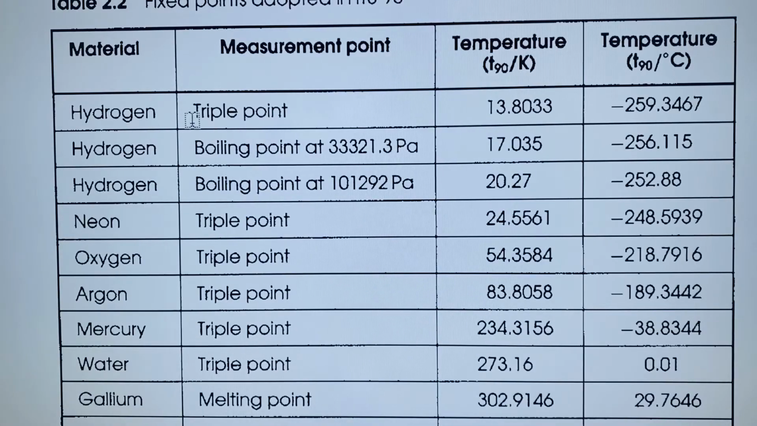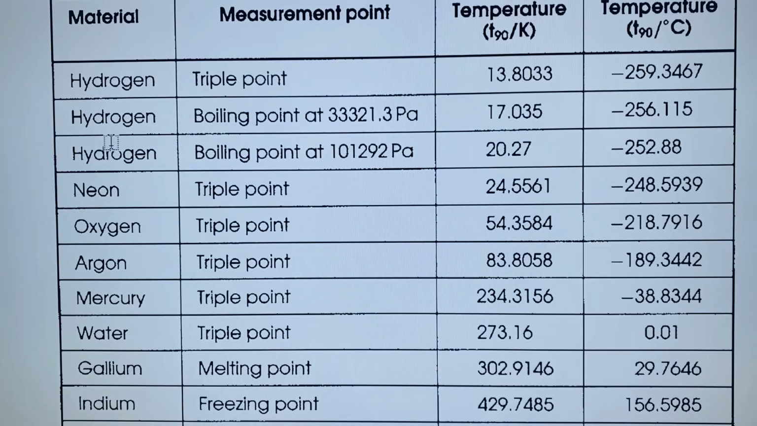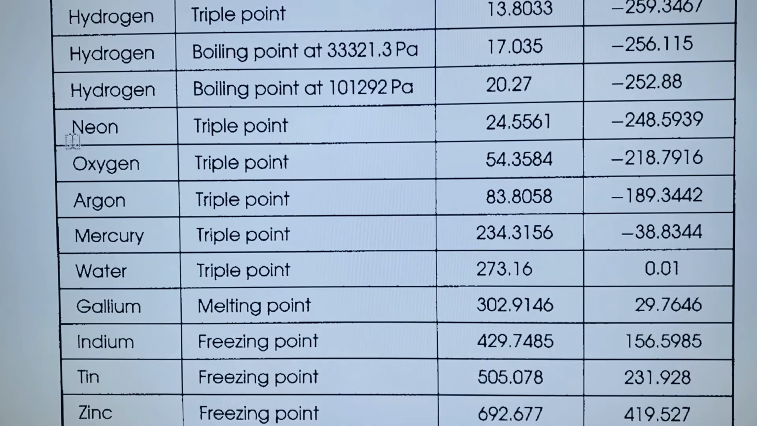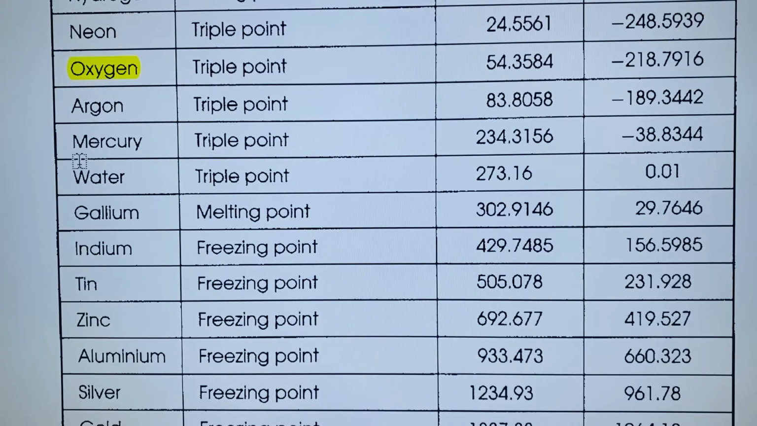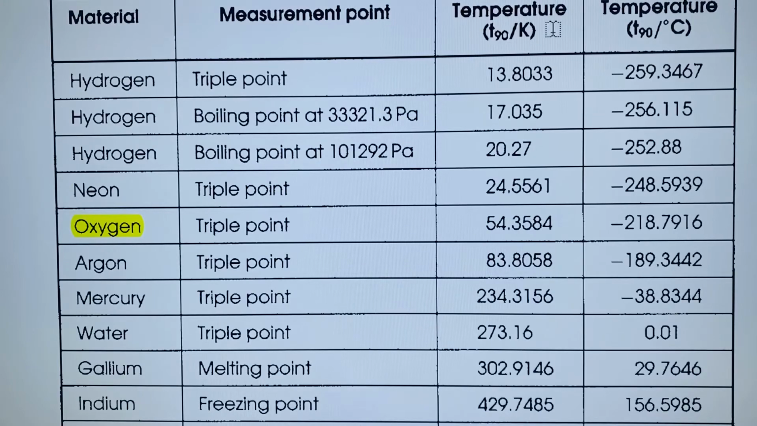So in this table 2.2, we have the fixed points adopted in the ITS 90. So we have the hydrogen triple point, the hydrogen boiling point, at this pressure, and neon, which is a gas, the oxygen. It is important to know oxygen. Okay, and remember we have temperature in Kelvin and Celsius.